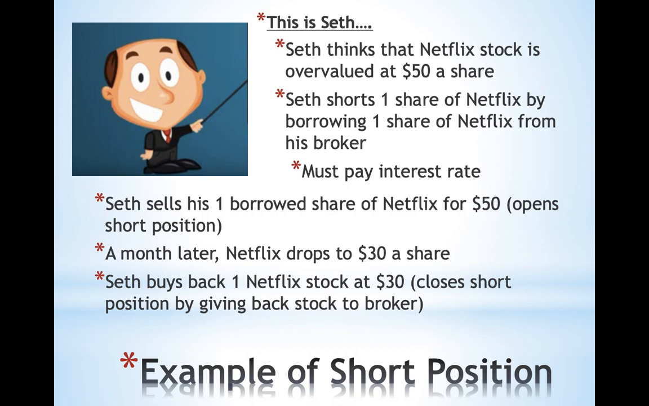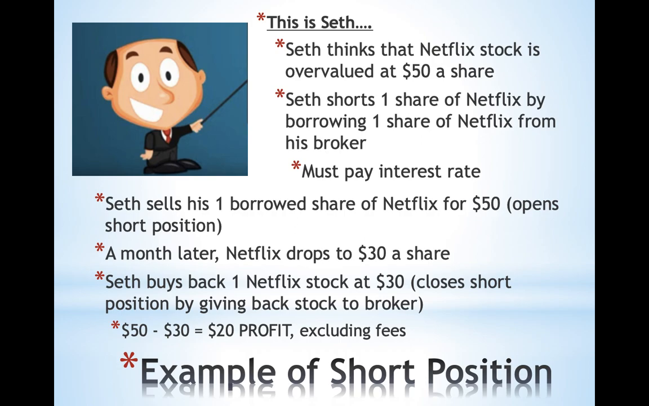Ultimately, because Seth sold it and bought it back at $30, he makes $20 because he thought it would go down. He borrowed the stock to make money, and ultimately, after he pays the interest to his stockbroker, he's good to go. Now, let's break this down. Say it a different way.